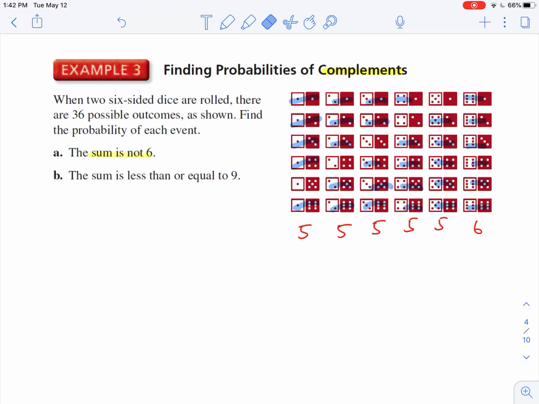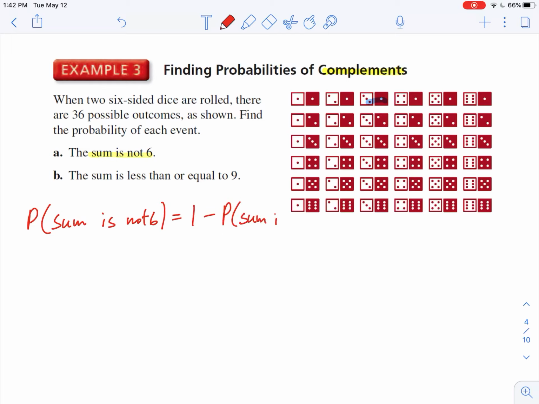Let's look at a little bit quicker way to do this, and that is by figuring out the probability of the complement. So the complement is where we find the probability that the sum is not 6, which is equal to 1 minus the probability that the sum is 6. Again, it's kind of like finding the opposite, or the thing that it isn't. So we're pulling that away from 1.